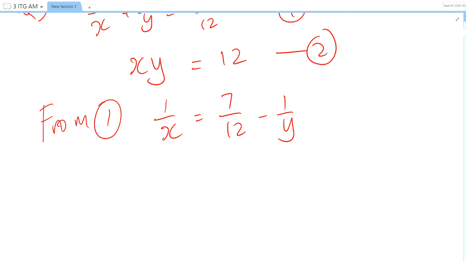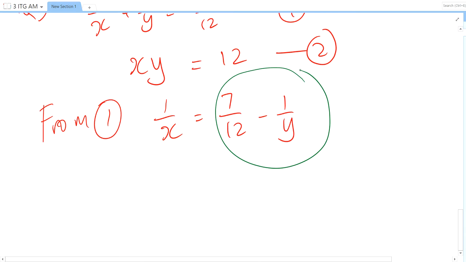I want x, I don't want 1 over x. What should I do? Times x. One thing that you should know: fraction minus fraction. Whenever you see a fraction minus fraction, your instincts must kick in. Try to combine them. How do you deal with a fraction minus fraction? Primary school. What does your primary school maths tell you? Same denominator, 7y minus 12 over 12y. Right?